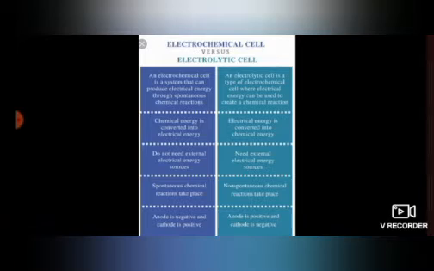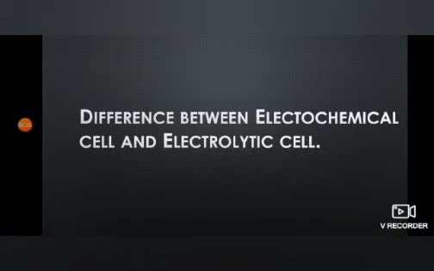The third difference is that an electrochemical cell doesn't need an external electrical energy source, but an electrolytic cell needs an external electrical energy source. In an electrochemical cell, a spontaneous chemical reaction takes place, and in an electrolytic cell, a non-spontaneous chemical reaction takes place. In an electrochemical cell, the anode is negative and the cathode is positive, and in an electrolytic cell, the anode is positive and the cathode is negative. These were the differences between an electrochemical cell and an electrolytic cell.